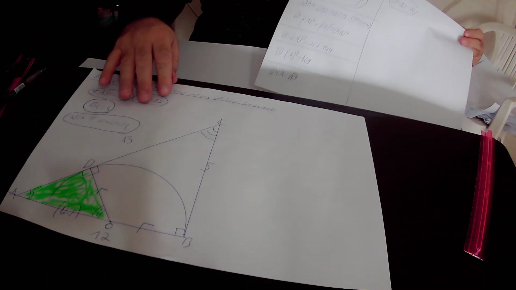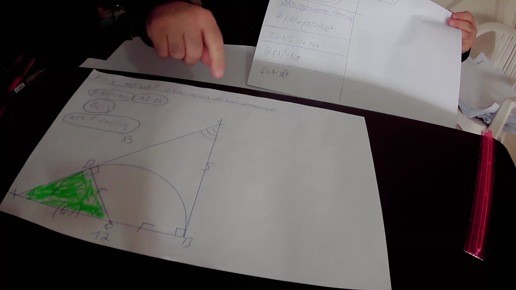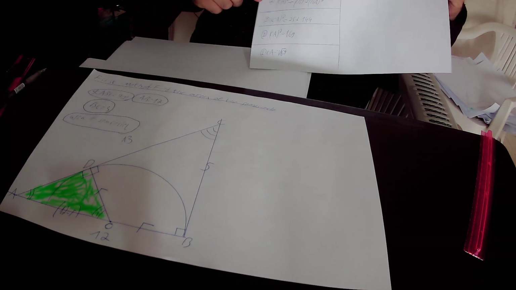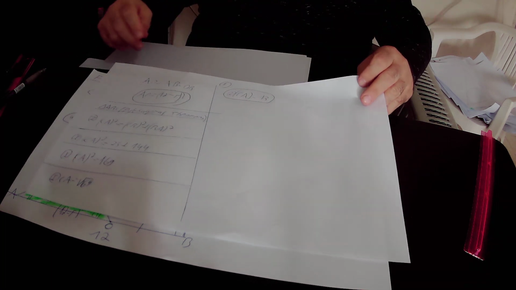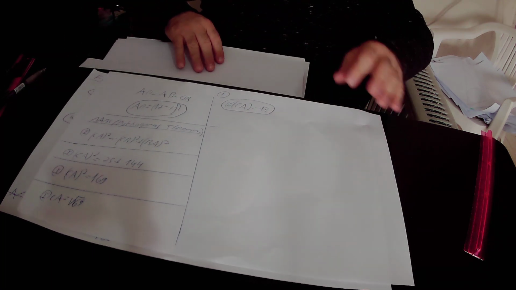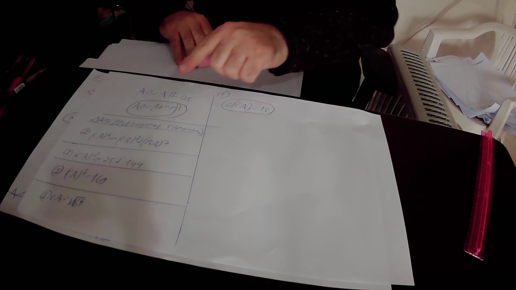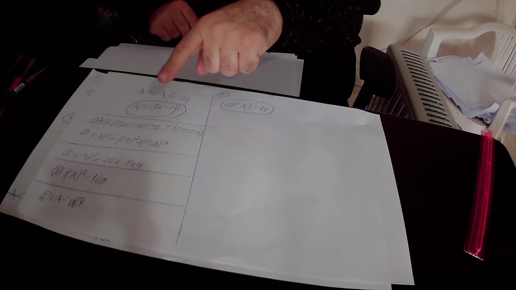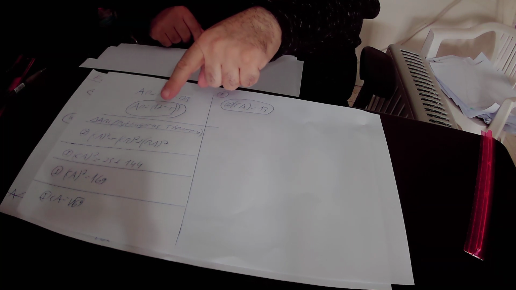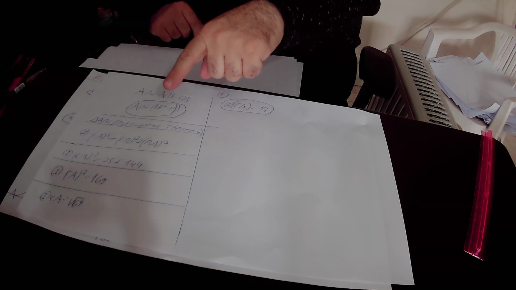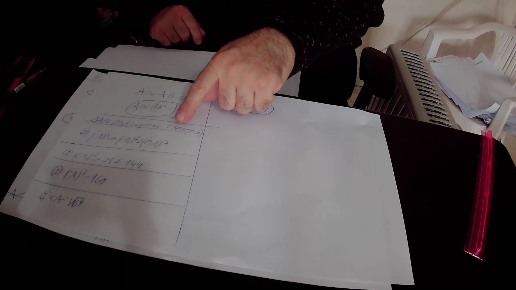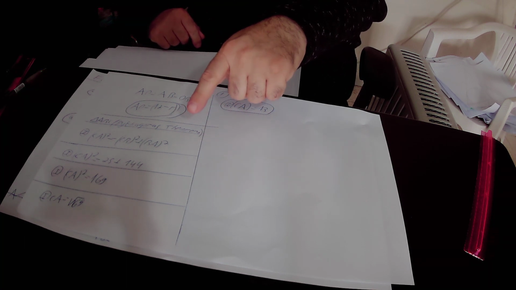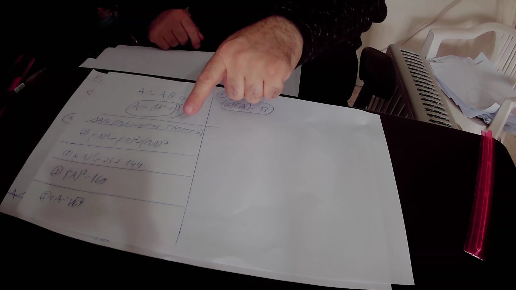Then we focus on the right triangle, triangle ABC, in order to find out the length of the hypotenuse CA. According to the Pythagoras theorem, the square of the hypotenuse equals the sum of the squares of the perpendiculars. That is to say, CA square equals CB square plus BA square. So CA square equals CB square. CB is 5, so CB square is 5 square. 5 square is 25. Plus BA square. BA is 12, it is given in the question. So BA square is 12 square.